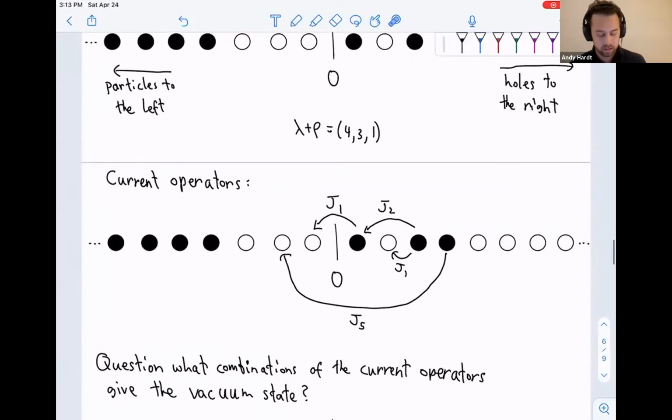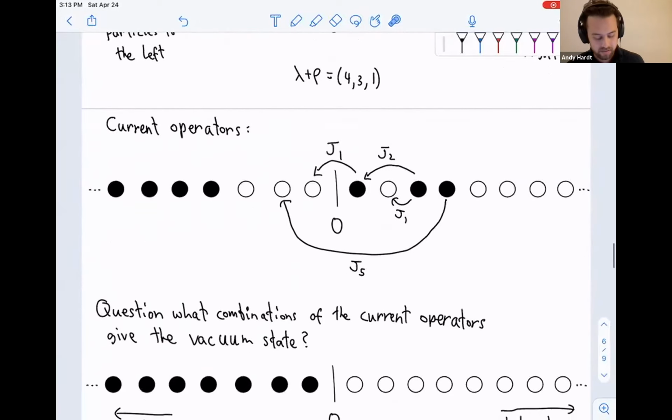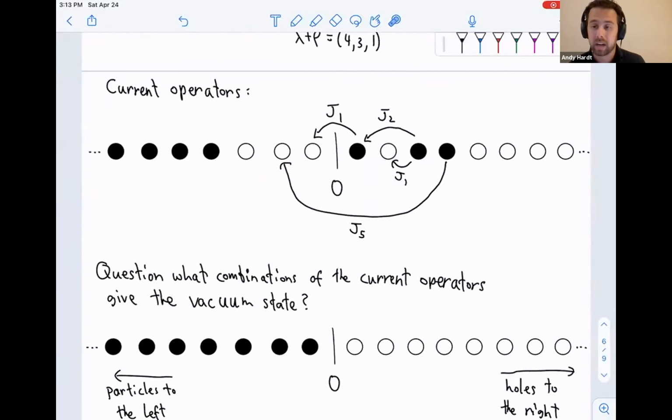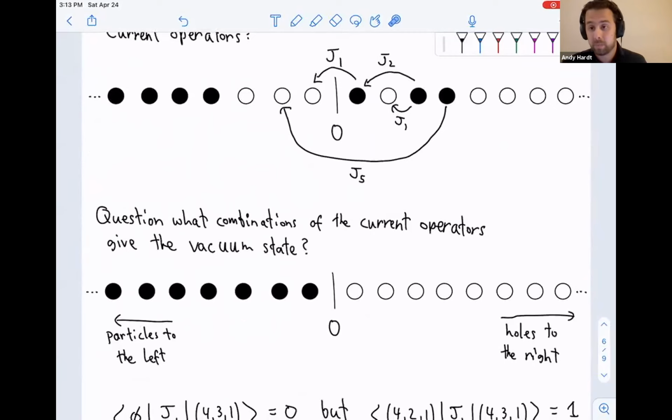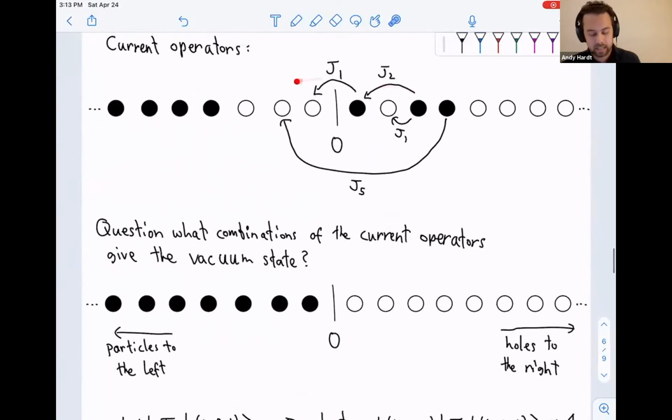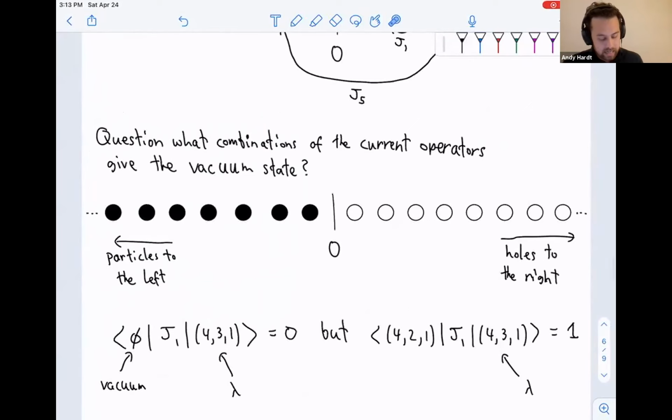And one question we can ask is, what combinations of the current operators gives us this vacuum state where all the particles are safely in the ground state? And in order to do this, I'll tell you something that really doesn't work, which is, say I had this state here, 4, 3, 1, and I applied J1 to it. That's a single current operator. And I paired it with a vacuum state. So this is sort of how can we do this: state, apply J1, pair it with the vacuum state. Does this work? What's the weight of it if it does work?